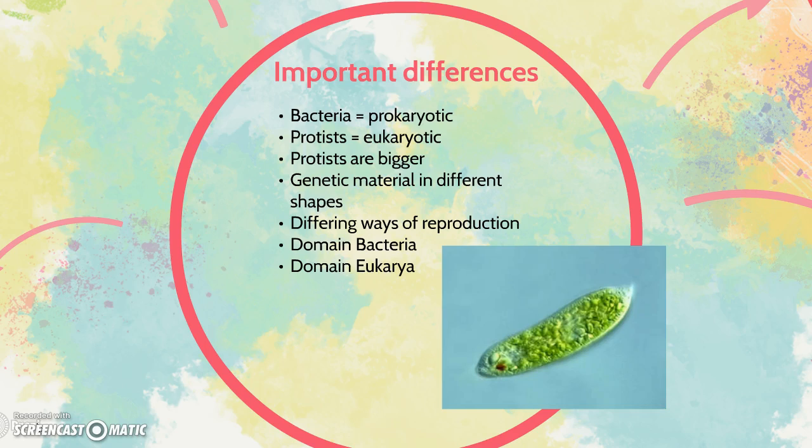forms of reproduction. And, finally, the two are in completely different domains, which is the highest form of classification of living things. Bacteria are in domain Bacteria, and protists are in domain Eukarya.